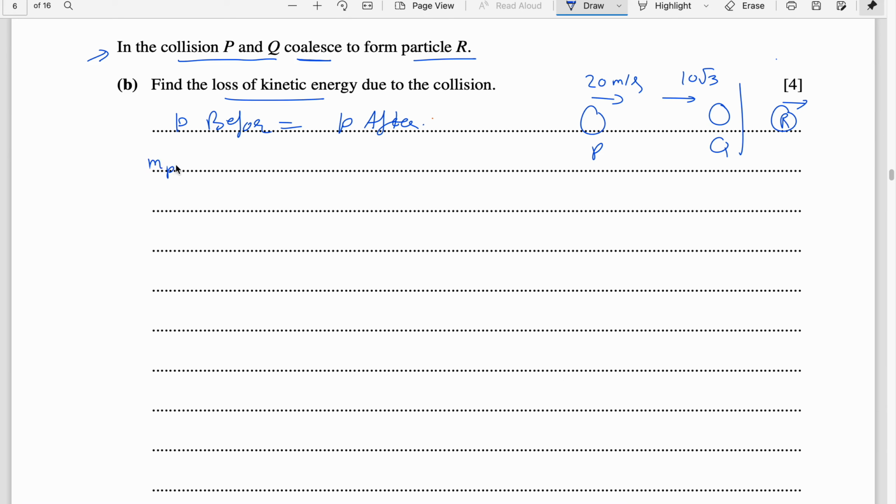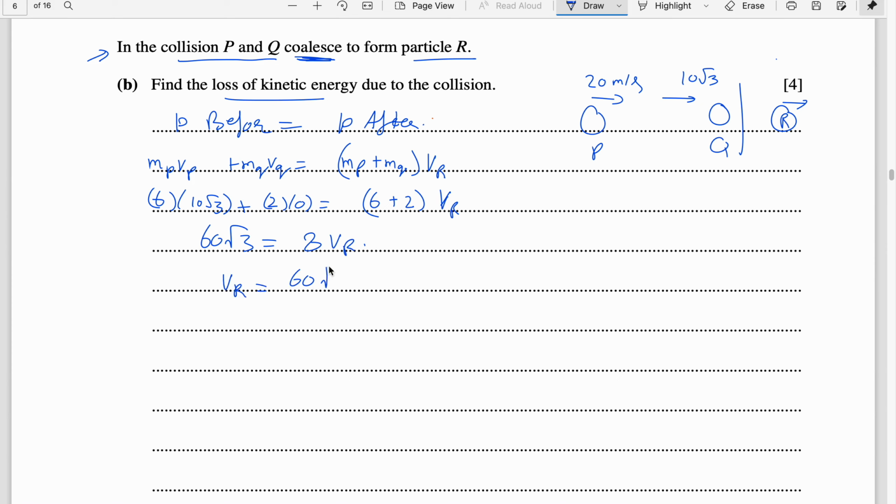So momentum before is mass of P into velocity of P plus mass of Q into velocity of Q, which is equal to mass of P plus mass of Q, as it is given that they combine together to make R, and velocity of, let's say, R. So mass is 6, velocity before collision is 10 square root 3, plus mass of Q is 2, velocity of Q is 0, mass is 6 plus 2, new velocity of the particle R. So 6 into 10 is 60 square root 3 equals 8 times velocity of R. So velocity of R equals 60 square root 3 by 8, and VR equals 15 square root 3 over 2 meters per second. I would like to keep it in the exact form for now.